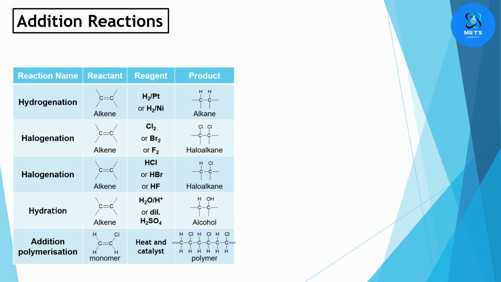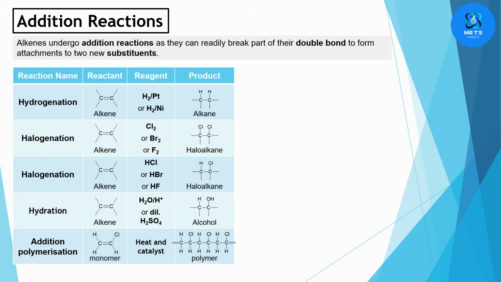Okay, in this short video, I'm going to go over addition reactions, what they are and how they happen. Addition reactions are a specific type of organic reaction that involve the reactant having a double bond or possibly a triple bond. The reason that alkenes that have double bonds can undergo addition reactions is that the double bond will break and then it will form 2 new attachments. Because we're adding 2 new atoms or groups to it, it's called addition.